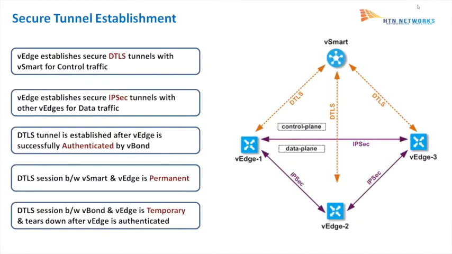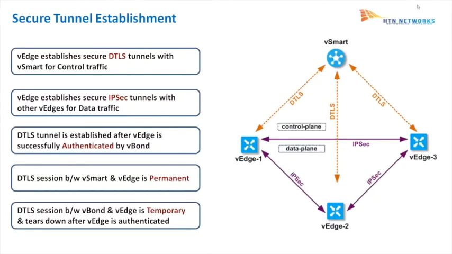So how does the secure tunnel establishment take place? Here in this diagram, you can see the vSmart is on the top, and then we have three different vEdge routers, vEdge 1, 2, 3. You can see the purple tunnels, which are the IPsec tunnels. The vEdges create IPsec tunnels between them to pass the data traffic, or you can say application traffic. And at the same time, they also create a DTLS tunnel with the vSmart. The DTLS tunnel doesn't carry any application or data traffic. It only carries the routing traffic.